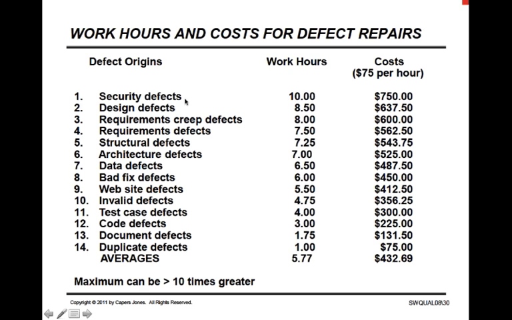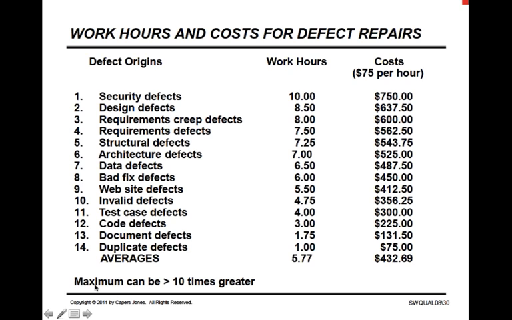But just as an example, this is a couple of slides that he presented in that one presentation. The security defects and the work hours to correct one, and the cost per hour on average, $750 just to repair the defect. That's not to do anything else to clean up or remediate. And he also breaks it down by design defects, requirement creep defects, requirement defects, and so forth. And you get a pretty good picture of the cost of just fixing these defects.